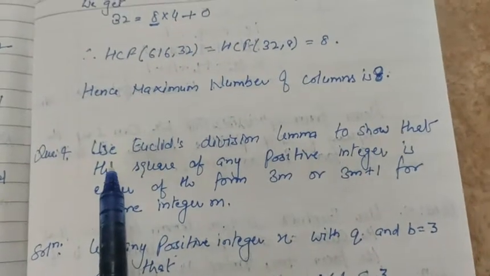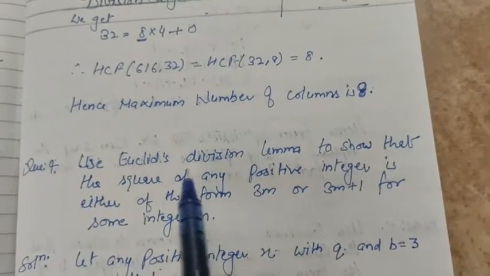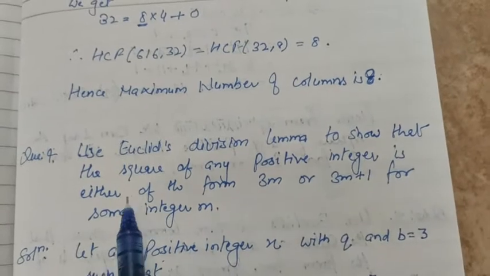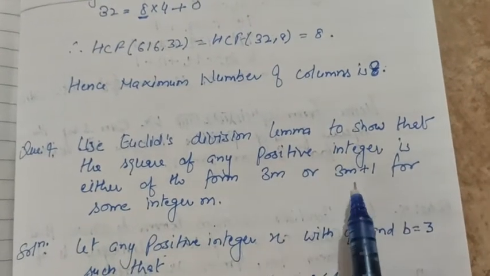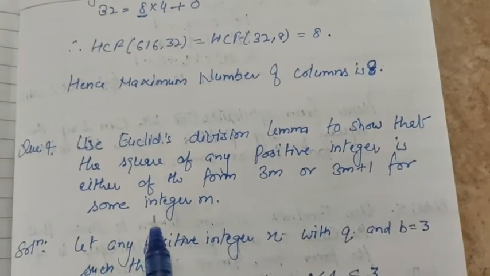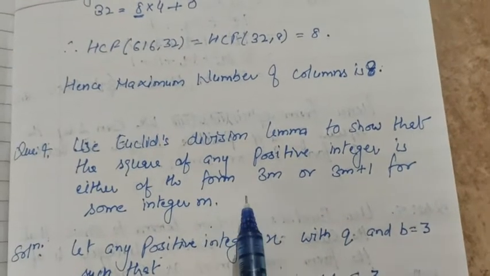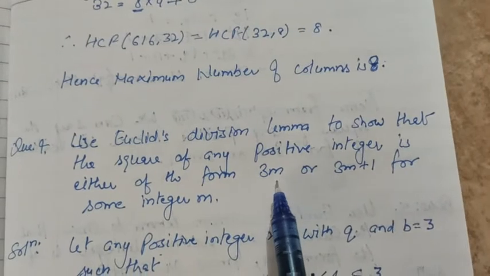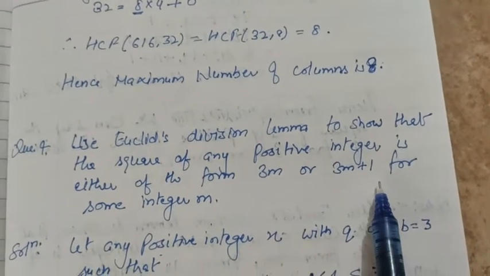The next question. Use Euclid's division lemma to show that the square of any positive integer is either of form 3m or 3m plus 1 for some integer m. So what we have to do is prove that the square of any positive integer will be in the form of 3m or 3m plus 1.